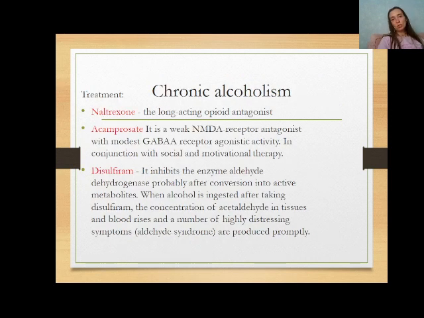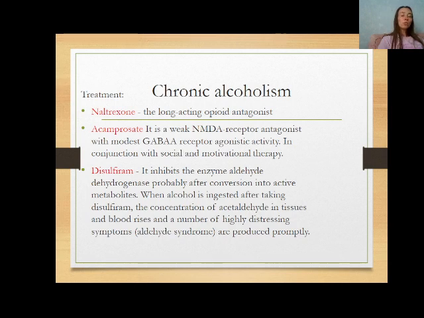Chronic alcoholism is a social problem of our time. Shortly, treatment: naltrexone, a long-acting opioid antagonist. Then acamprosate, a weak NMDA receptor antagonist with a modest GABA receptor agonistic activity.